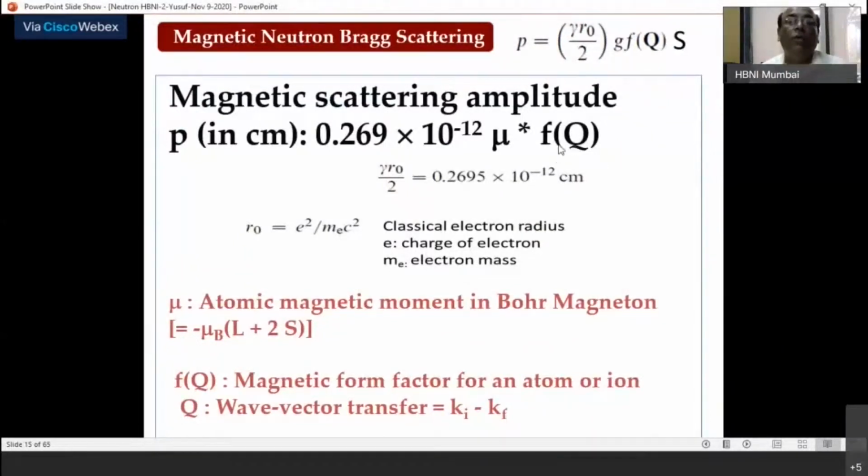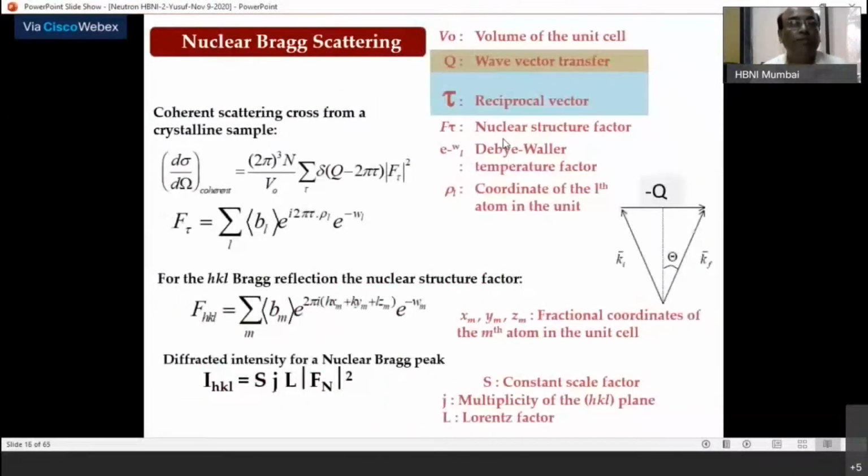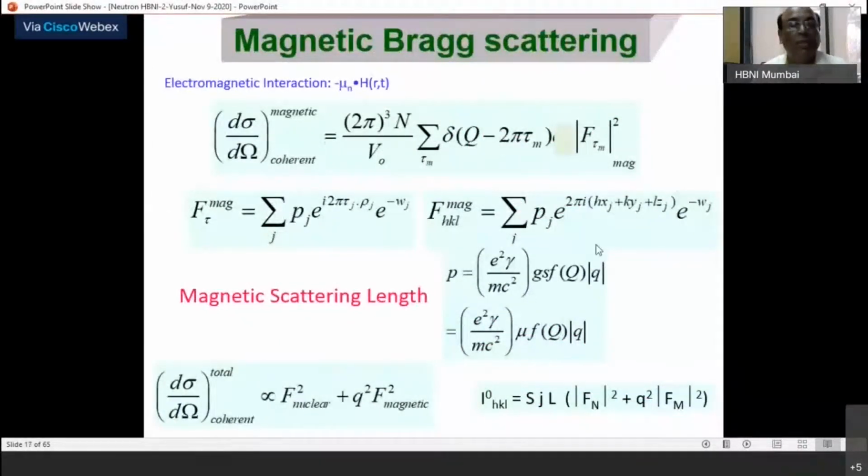There, the F of Q, when you do magnetic diffraction data analysis, you have the liberty to ask the program to take this F of Q, or you can give it externally if that kind of demand comes. Both options are there. But then essentially you get this mu value. Okay? So this is what you get.